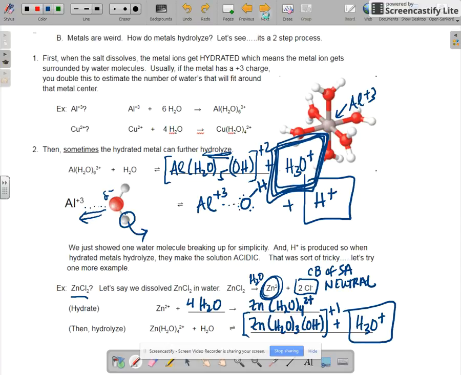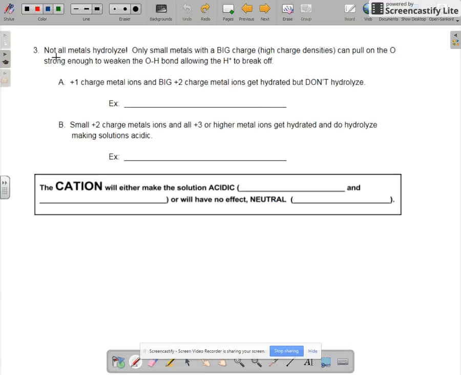So to summarize that, not all metals hydrolyze. If you've got a +1 charge and it's big, some of it's about charge density: how much charge is spread over an atom's space. So if you've got a +1 charge, it is not going to have enough pull on that O to cause hydrolysis to occur. Even a +2 charge is better, but if it's a big atom, that +2 charge is spread over a lot of space, and it's not going to be strong enough to cause hydrolysis to happen.